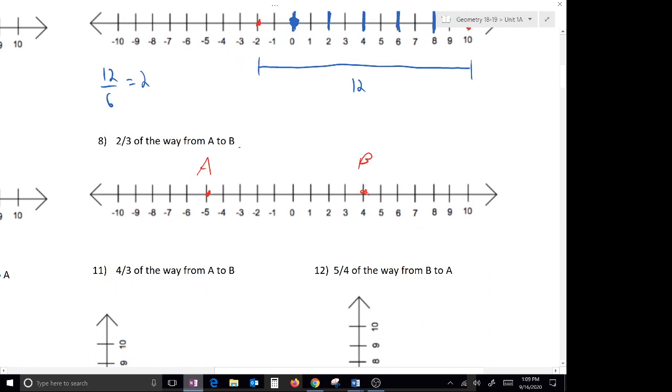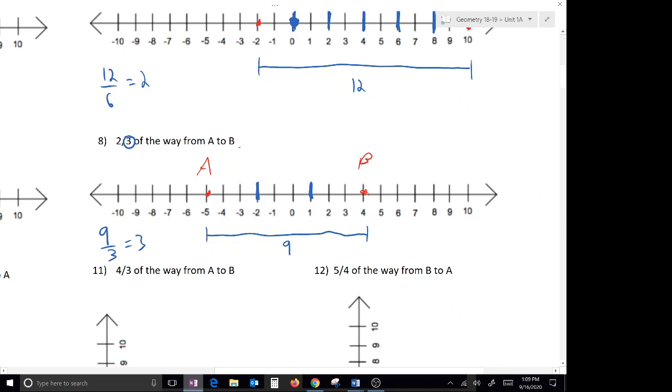Alright, 2/3 of the way from A to B. Our total distance, let's see, it's 5 units to 0, from -5 to 0, and another 4 units, so that's a total distance of 9. And we want to divide that into thirds. Well, 9 divided by 3 equals 3, so that means we're going to divide our partitions every 3 units.